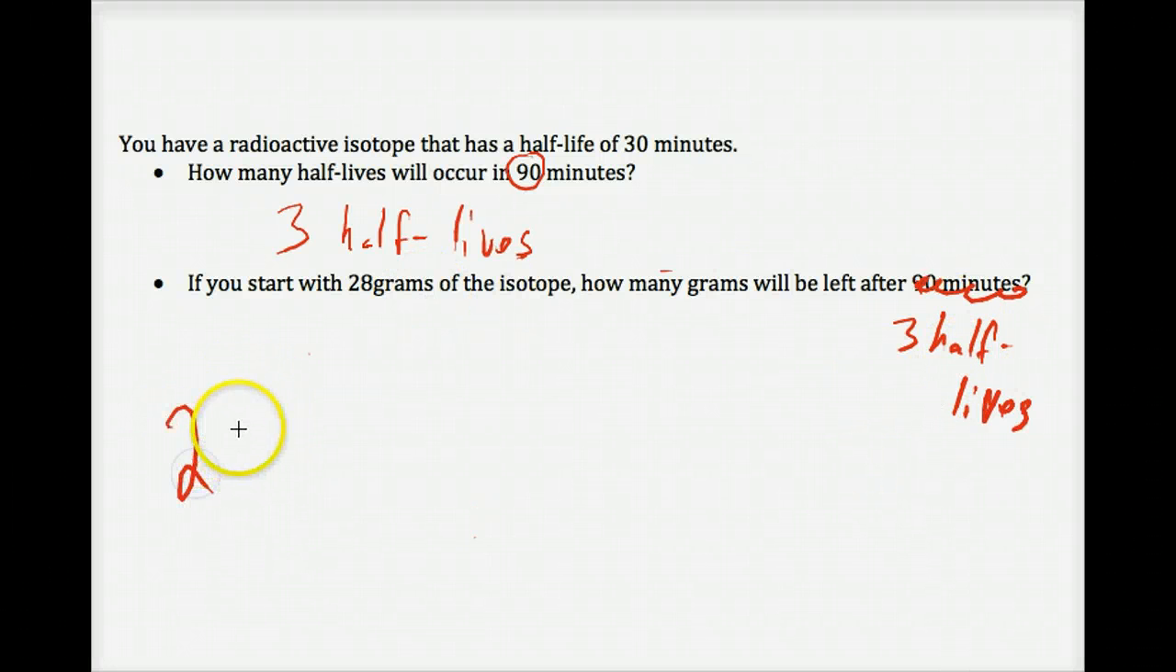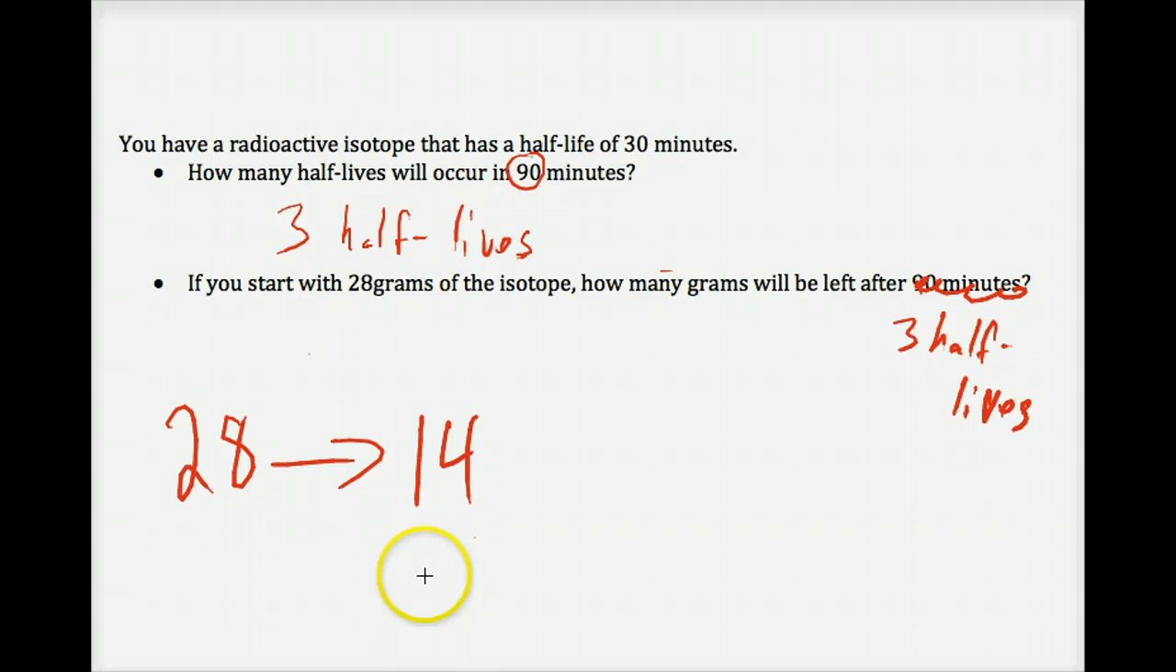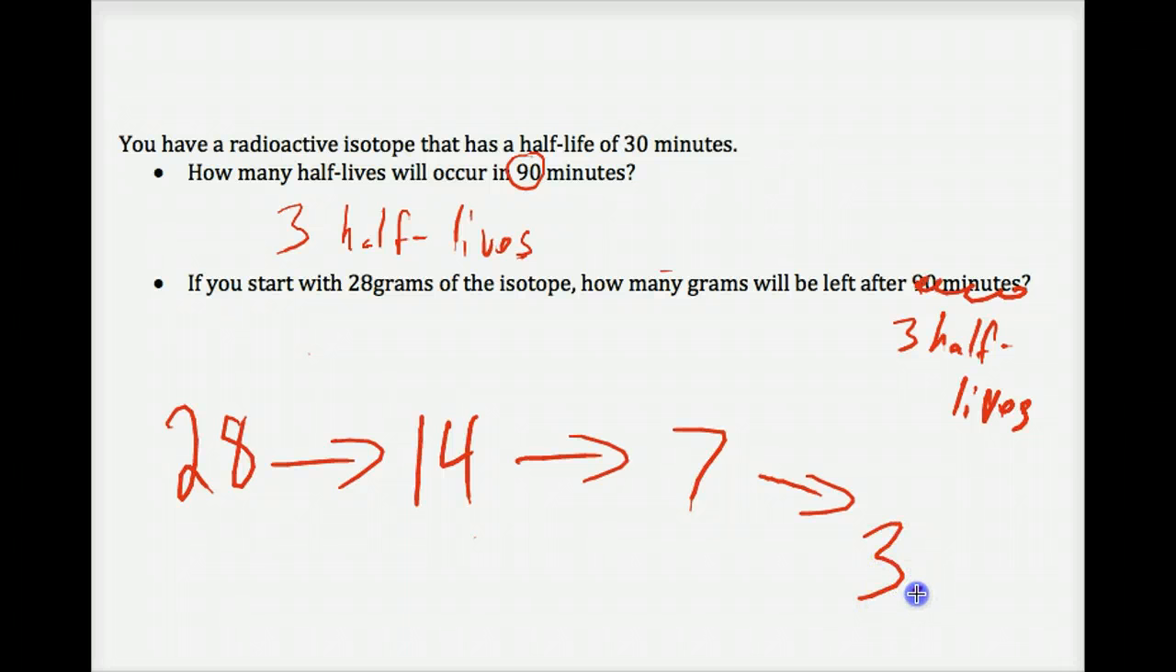Well, if I start with 28 grams, my first half-life gets me to 14. My second half-life gets me to 7. Like I said, you can do this without a calculator. My third half-life gets me to 3.5 grams. That's my answer, 3.5. 3 half-lives is 3 divisions by 2.